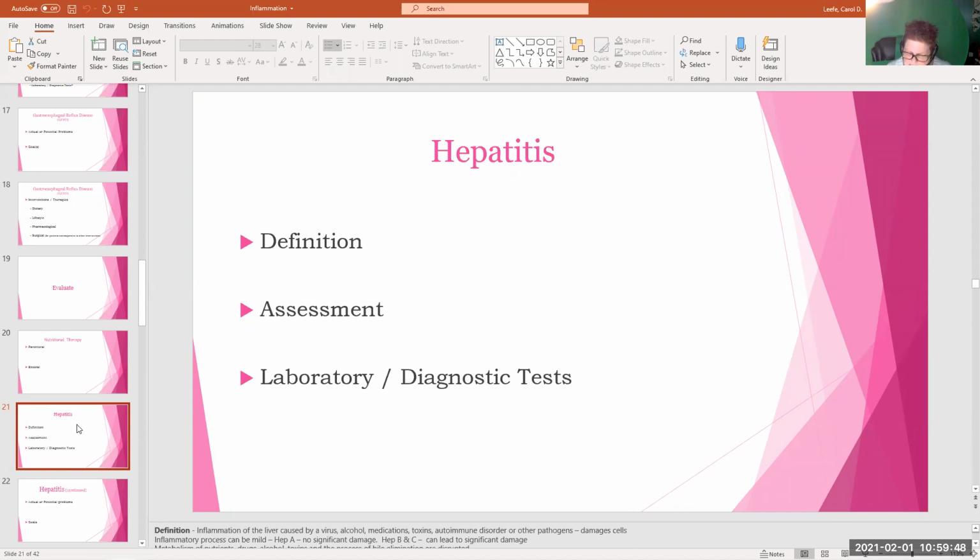Now, some people don't ever develop jaundice, especially mild cases like hepatitis A. But the urine may be dark due to the bilirubin as well, and it's, again, from the breakdown of red blood cells.